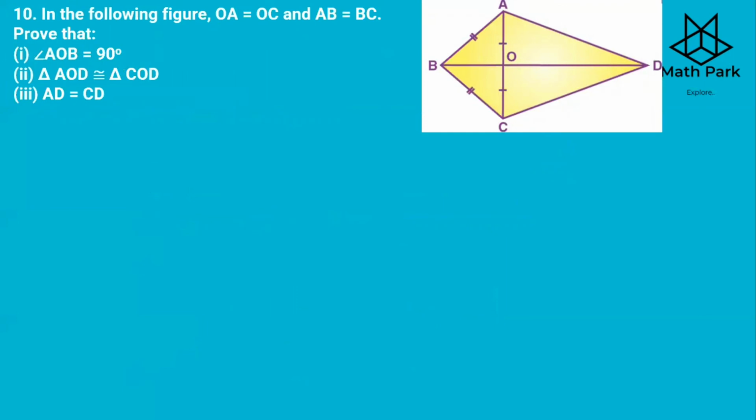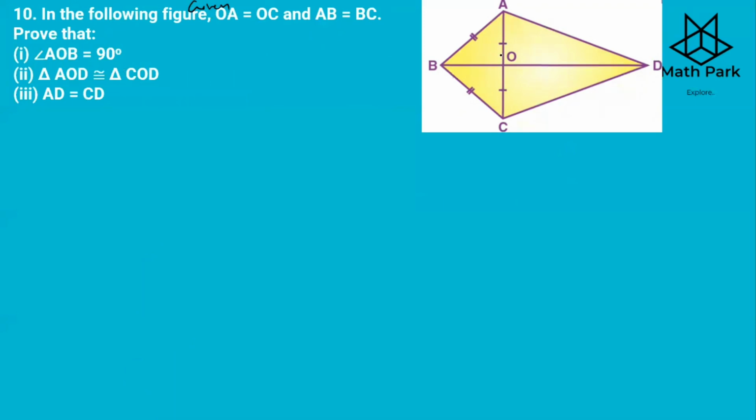So in this, OA is equal to OC and AB is equal to BC. You have to prove that. So given directly, it is given over here. So please write down that. So this is the given thing: OA is equal to OC and AB is equal to BC. You have to prove angle AOB is 90 degree and triangle AOD is congruent to triangle COD and AD is equal to CD. So we start with the first part.